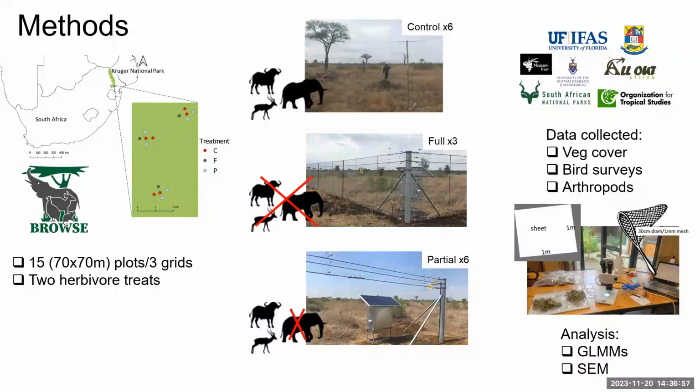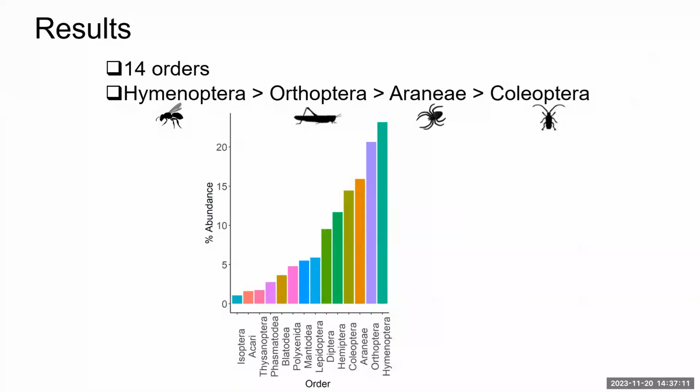We analyze that data using generalized linear models to understand the general patterns, and to understand the direct and indirect effects of large herbivores, we use a structural equation model framework. So what did we find? In total, we found 14 orders of insects dominated by these 4 orders here. So there were a lot of things like wasps, followed by grasshoppers, followed by spiders, and then beetles. We encountered 54 bird species.